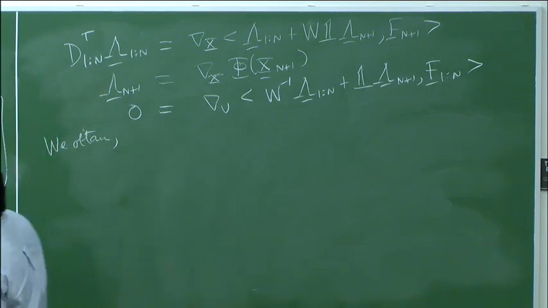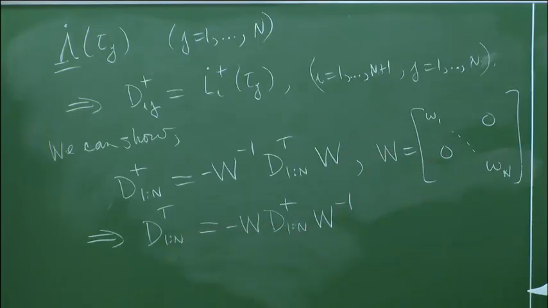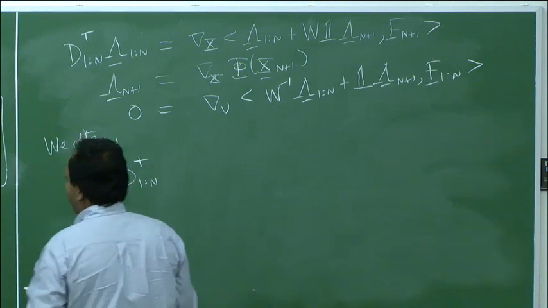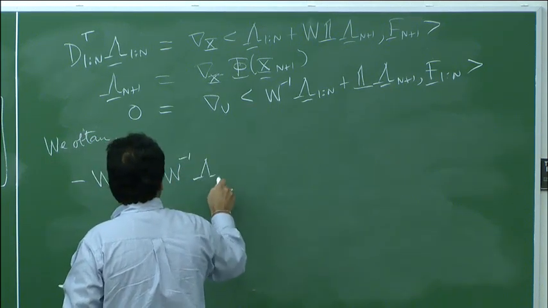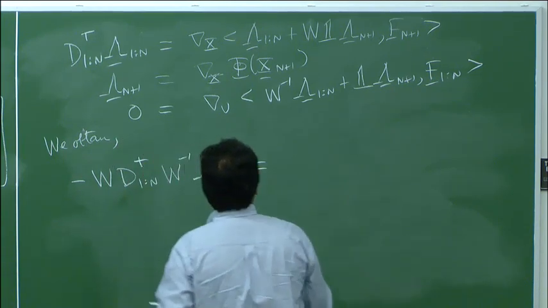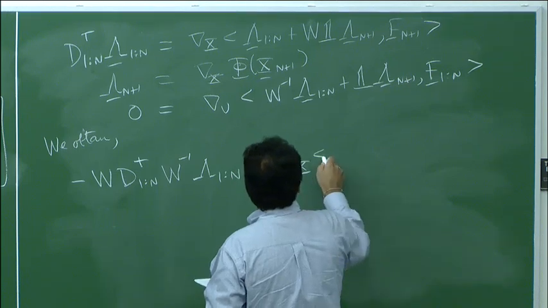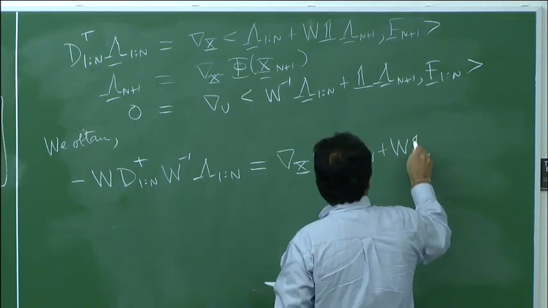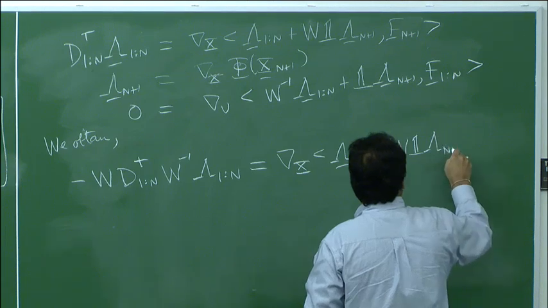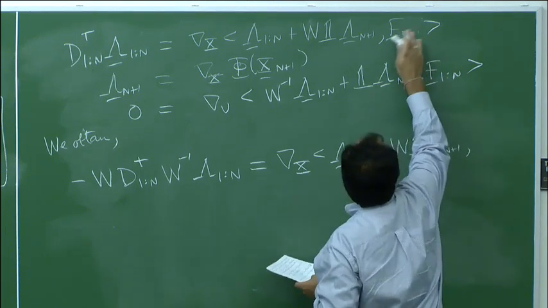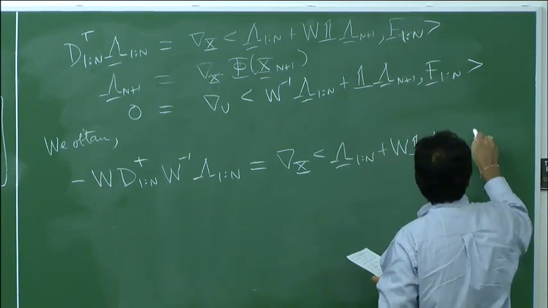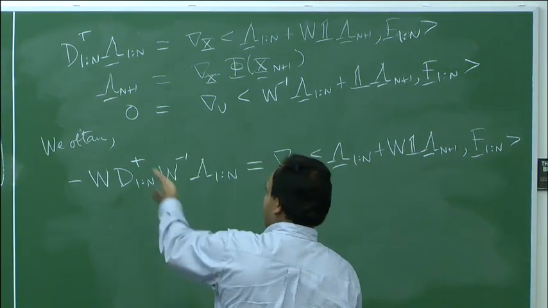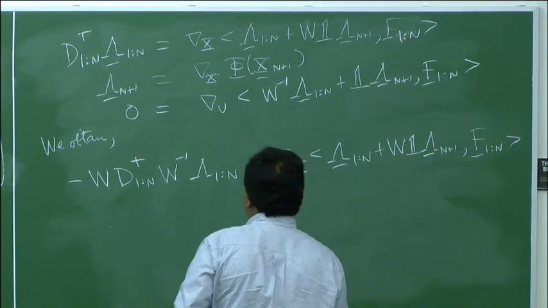So if I take D1:n transpose, I can substitute it in from here, and I get minus W times D1:n dagger times W inverse times lambda 1:n is equal to the gradient with respect to x of the inner product of lambda 1:n plus W times 1 times lambda n+1, and then times f, sorry, this should be f 1:n. That's the first equation.